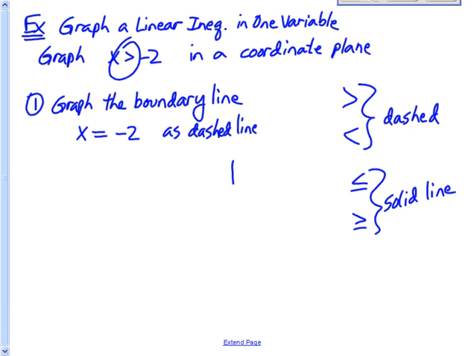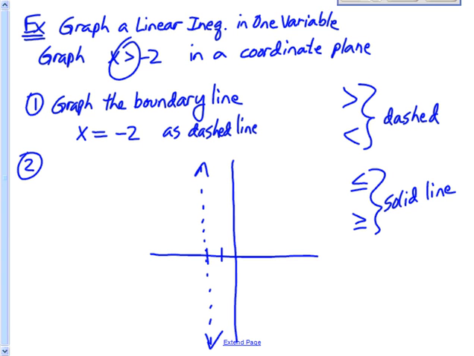So what would that look like? Well, x equaling a constant is always a vertical line, as we've talked about, at an x value of -2. Whoops, I was supposed to make that dashed. This is supposed to be a dashed line. Okay, there's our boundary line. Now the solution set is every ordered pair that satisfies the original inequality. So step 2 is, where's our actual solution set? We need to determine where all these points are that satisfy the original inequality.